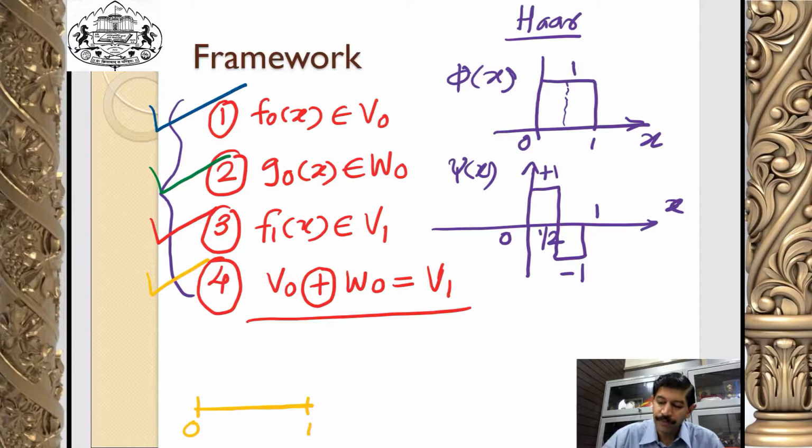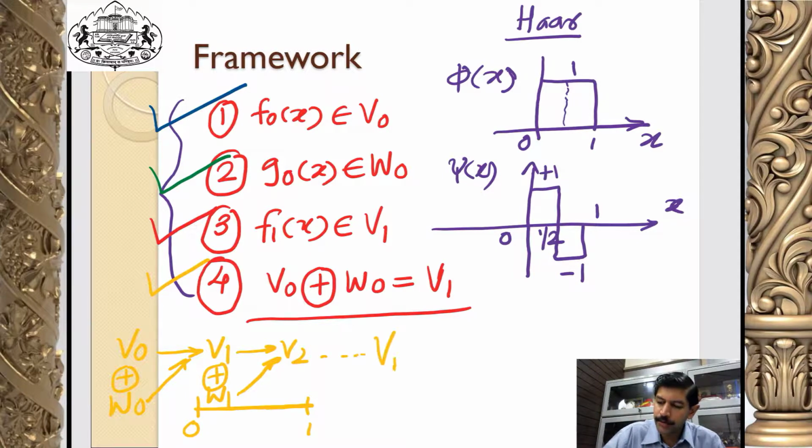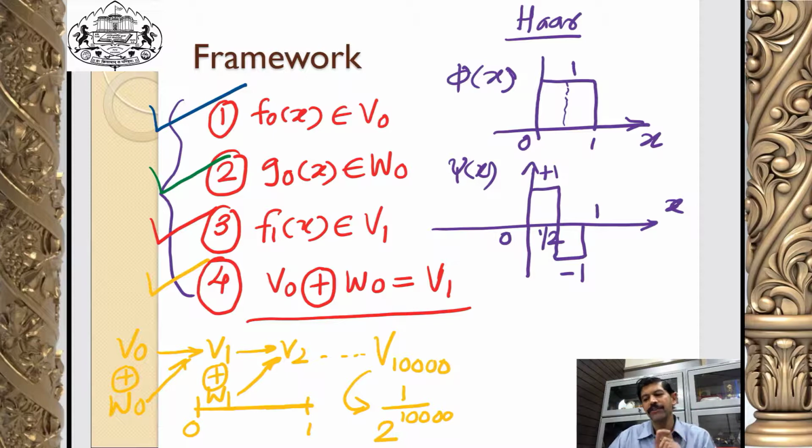And now just imagine you have V0 and you also have W0. You add them and together they will give you V1. Similarly, if you have W1, you add that into V1 and together they will give you V2. Likewise, you can keep going till V100 or V1000 or V10,000. And what will be the window of analysis for V10,000? The window of analysis will be 1 upon 2 to the power 10,000.